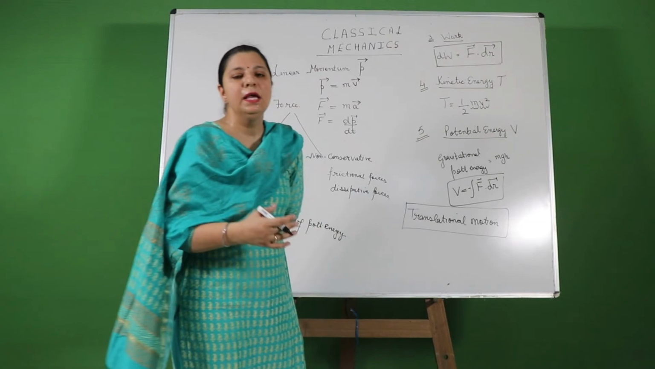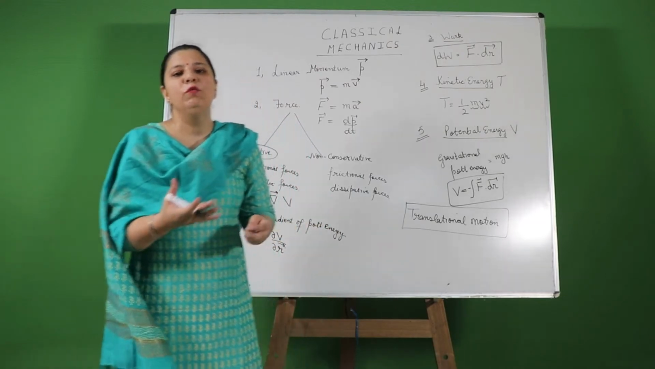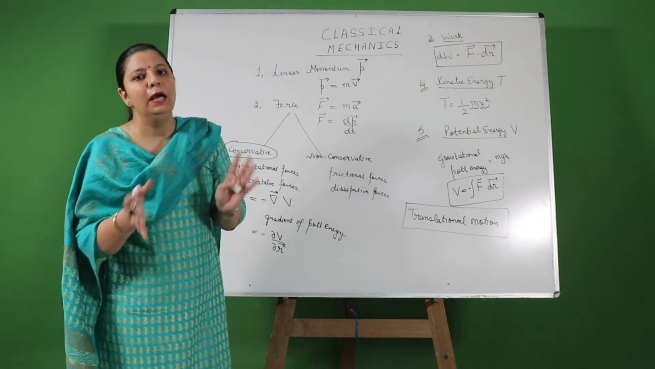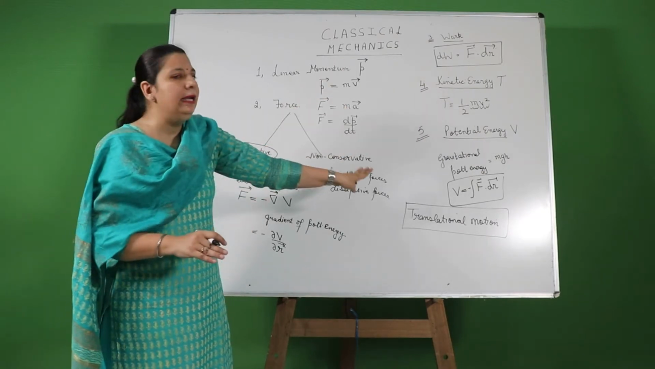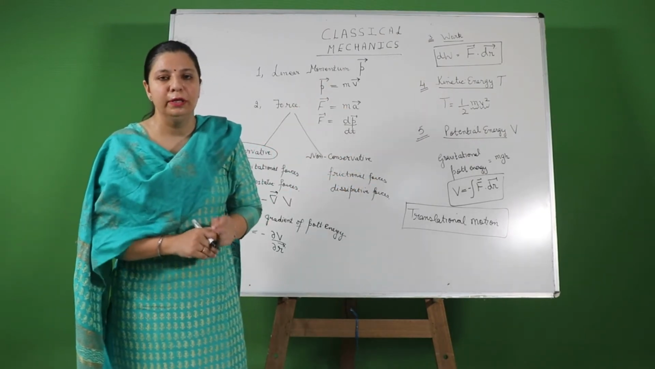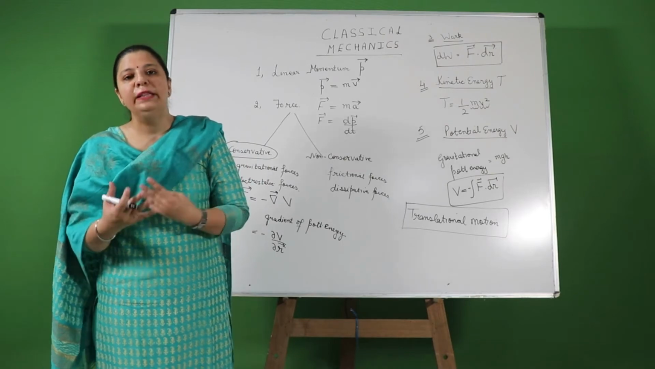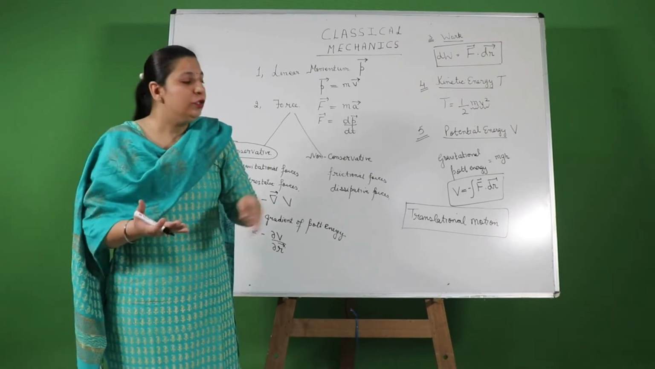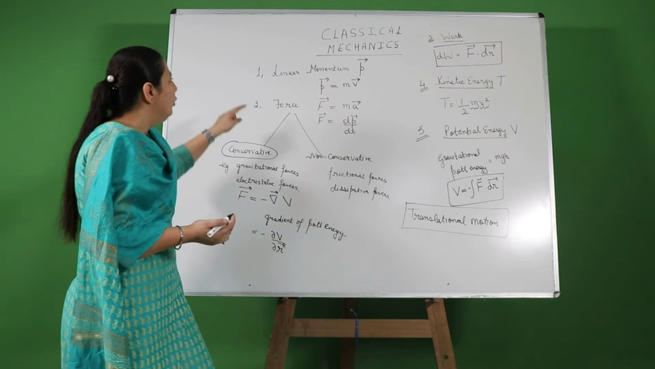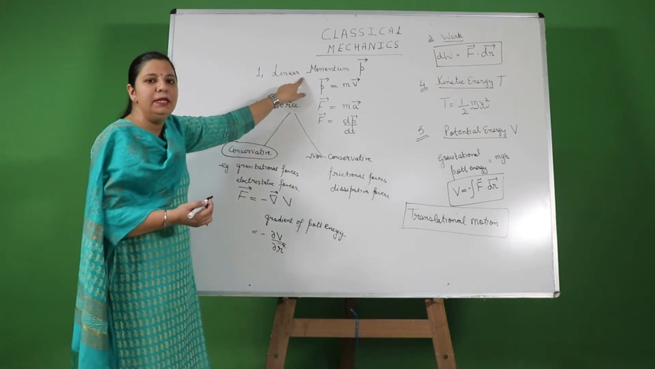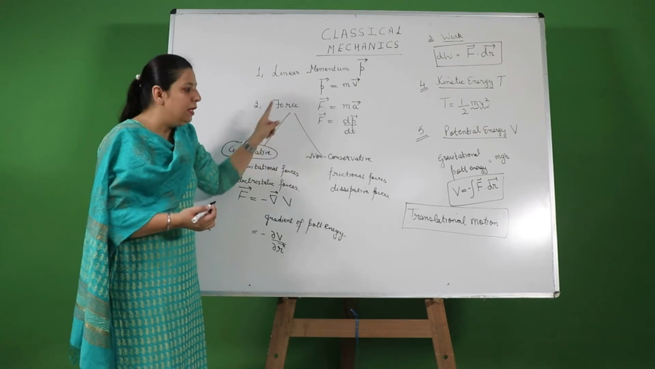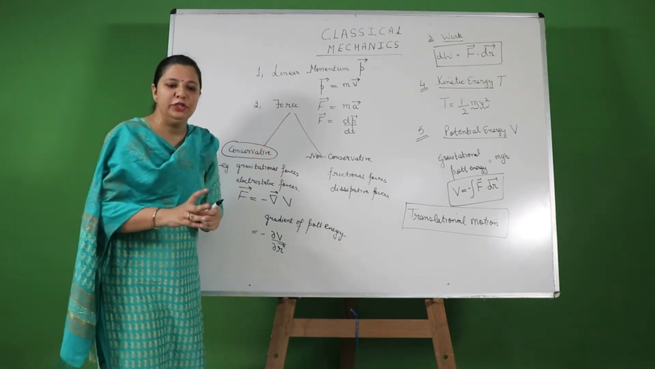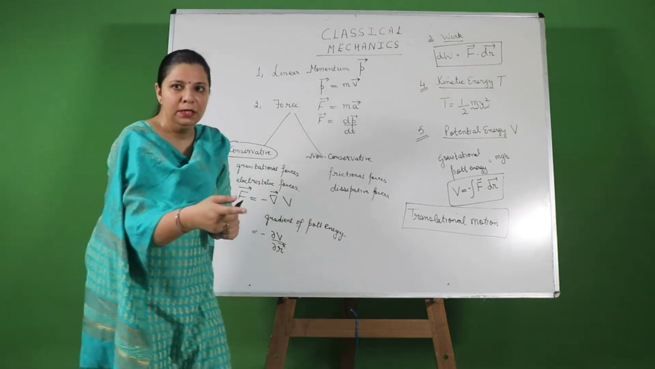Translational motion means when a particle is moving in 1, 2 or 3 dimensions along a curve. All these quantities are limited to the translational motion. But what will happen when the body starts rotating? For that case, we have to take a quantity which will be similar to the linear momentum, and a quantity which will be similar to the force. So now let's talk about the rotational motion quantities.